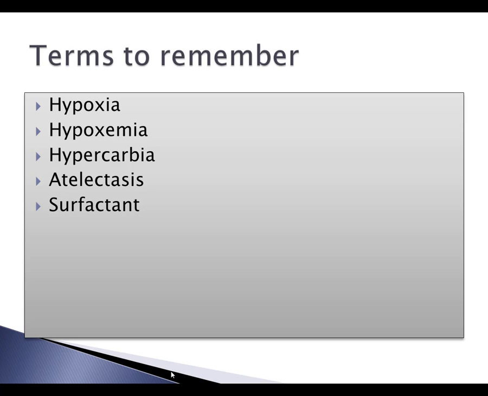Some terms to remember when we think about some of our oxygenation problems and gas exchange problems. Hypoxia is decreased tissue oxygenation. So the tissue is actually not getting enough oxygen. Hypoxemia, low levels of oxygen in the blood.